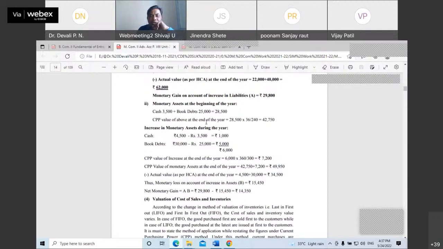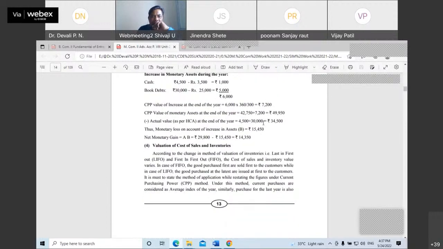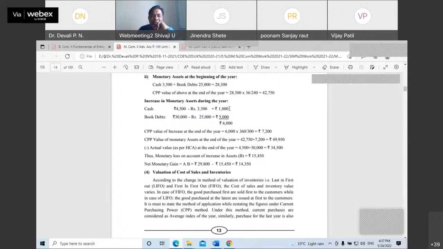Now again, we have to use the same formulas related to this. The CPP value at the end of the year is 28,500 into 360 upon 240. So it comes to 42,750.